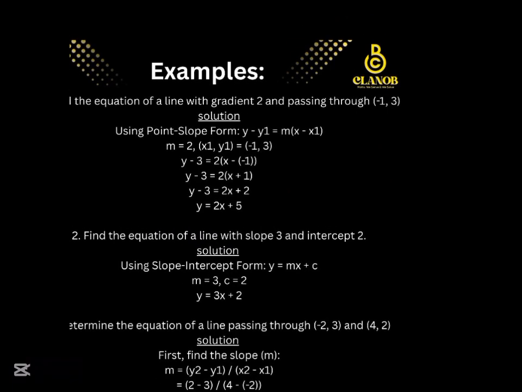Let's look at the second example. Find the equation of a line with slope 3 and intercept 2. In this case, you're just simply substituting it in the slope intercept formula. So you have to know all these formulas, right? I gave you the 4 of them: the slope intercept form, the point slope, the general form, and where you have that from the origin.